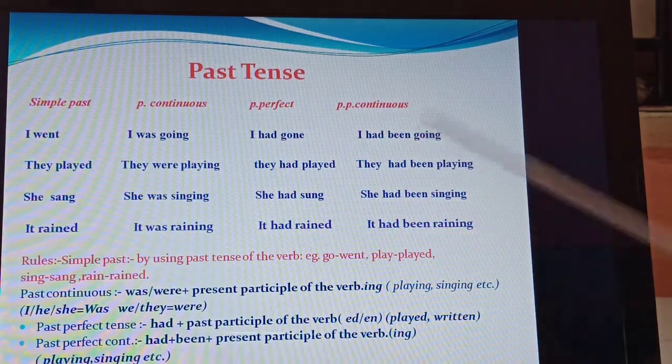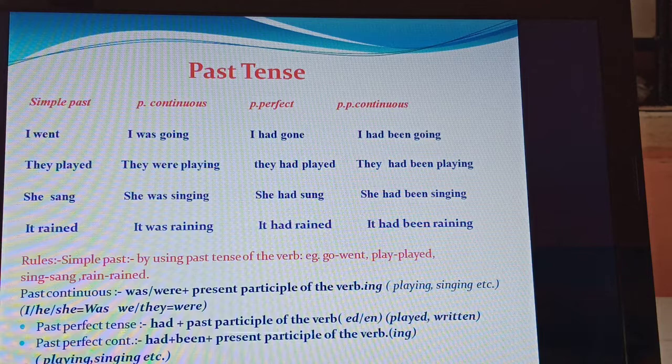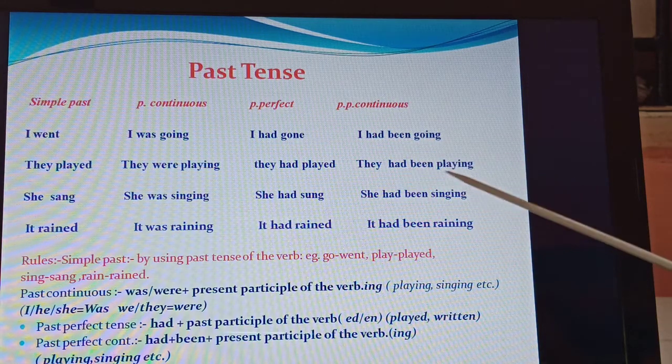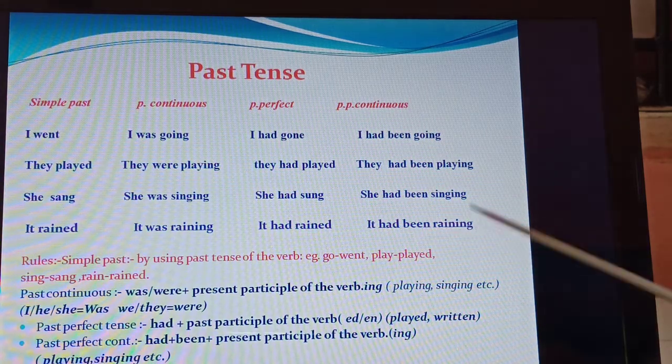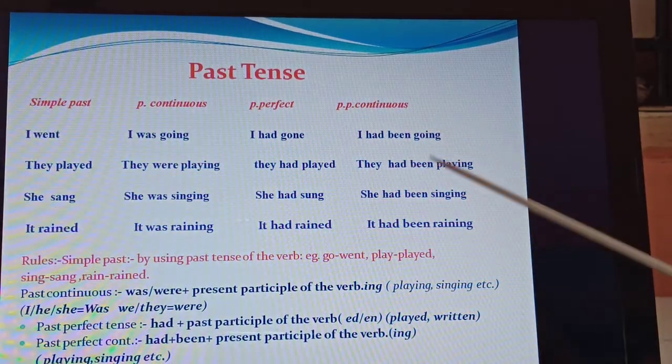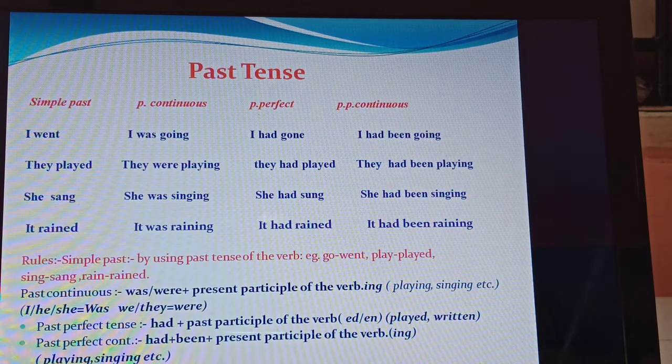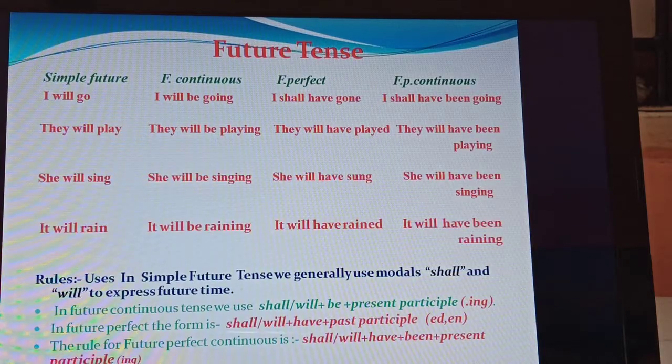Then past perfect continuous. Past perfect continuous, you see I had plus been everywhere. I had been going, they had been playing, she had been singing, it had been raining. Okay, had plus been plus ing form of the main verb, we get past perfect continuous. I hope it is clear for you. We will move into future tense.